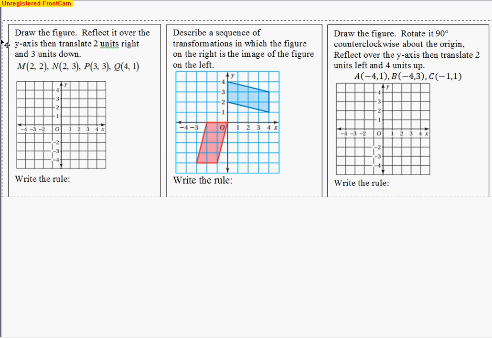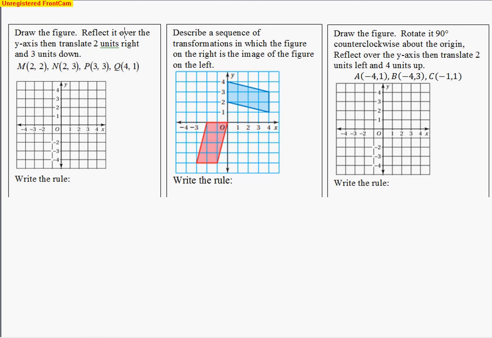It'll be right here, and it says to draw the figure reflected over the y-axis. And so let's start with drawing it. So over 2 up 2, there's M. P is over 3 up 3 spaces. Let me fix where I put M there. Over 3 up 3, and that is P. And then Q is over 4 up 1. So now we're going to go ahead and I'll draw the figure that we see.